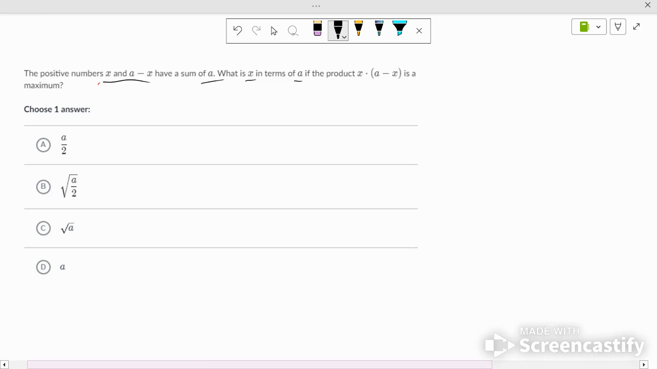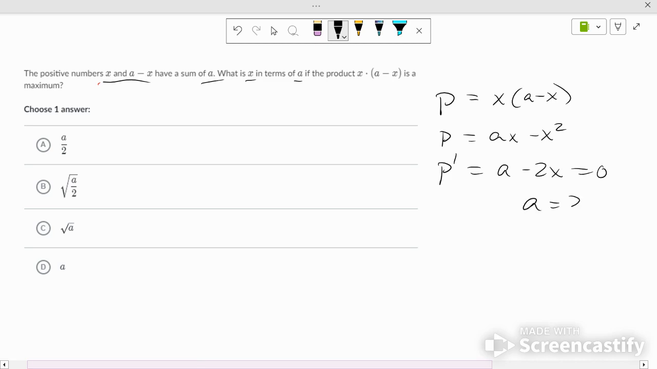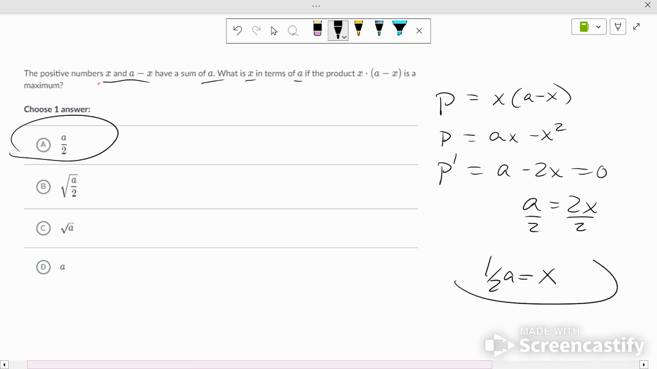So on this one, what we have to do, their product is x times a minus x. So their product is ax minus x squared. So then we take the first derivative of the product, a minus 2x equals 0. It says, what is x in terms of a? Okay, we want to know what x equals. So a equals 2x, divide by 2. X must equal 1/2 a. So 1/2 a would be the answer. Okay, no numbers involved in that one. But actually, without numbers, it actually made it a little simpler.